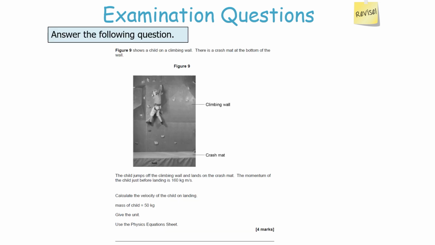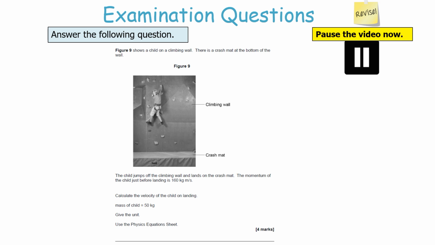The next question says, Figure 9 shows a child climbing on a wall. There's a crash mat at the bottom of the wall. The child jumps off the climbing wall and lands on the crash mat. The momentum of the child just before landing is 160 kilogram meters per second. Calculate the velocity of the child on the landing mat, where the mass of the child is 50 kilograms. Give the unit. So pause the video now, then unpause the video when you want to go through your answer.